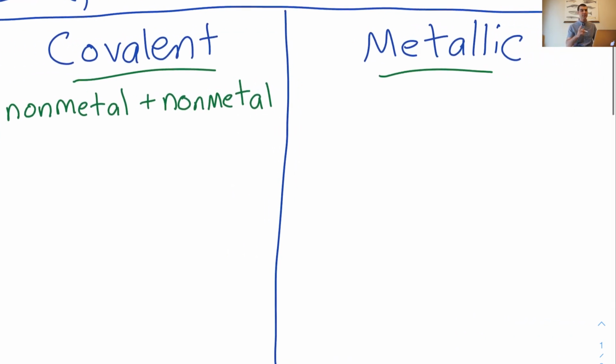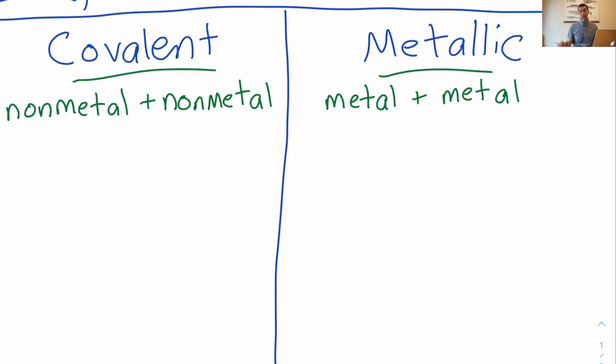Now, metallic bonds, easiest one of them all. This is just any time you have metals bonded to other metals. And metallic is interesting because it's often just a metal bonded to itself. A chunk of iron is metallically bonded, iron to iron.